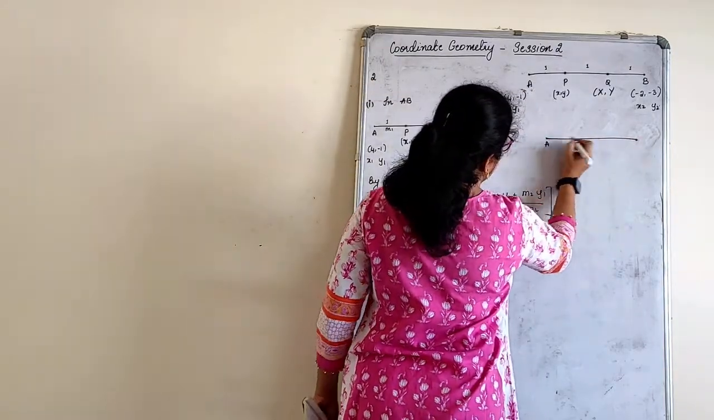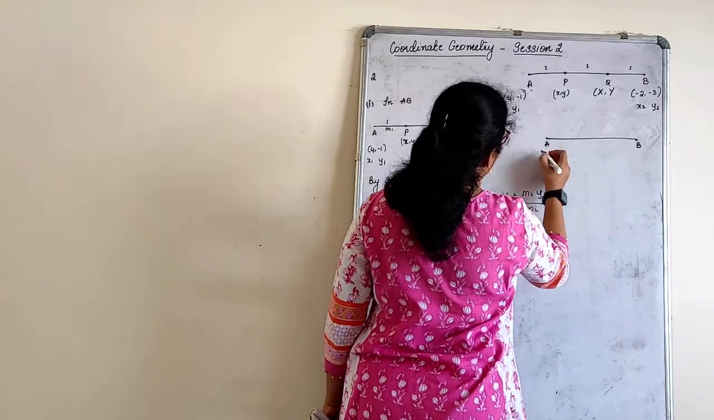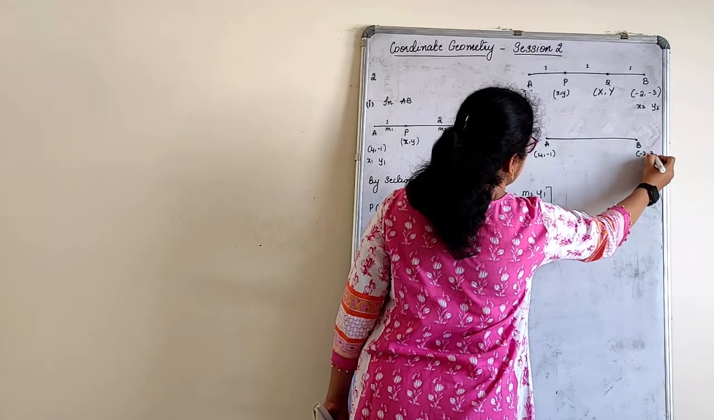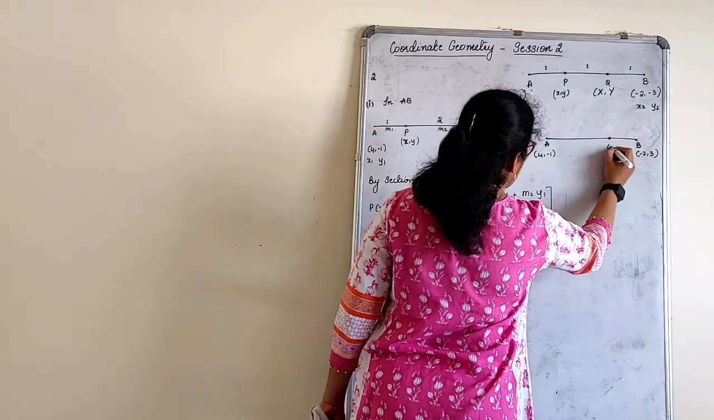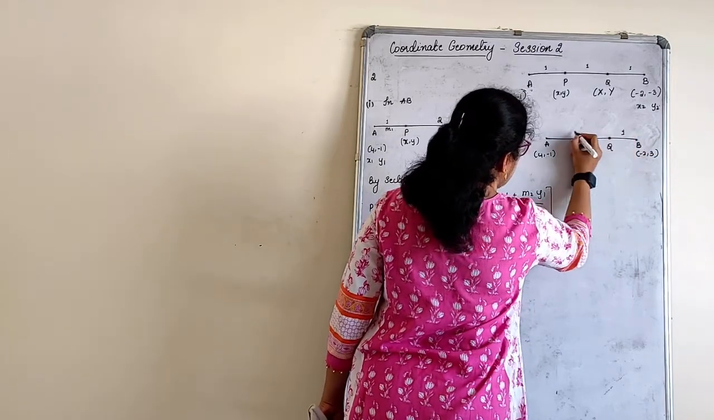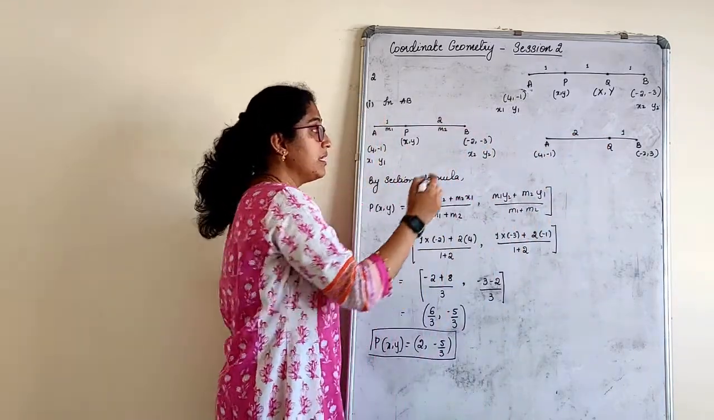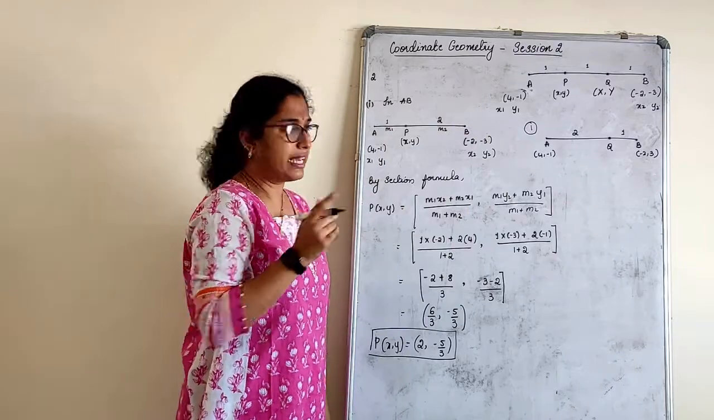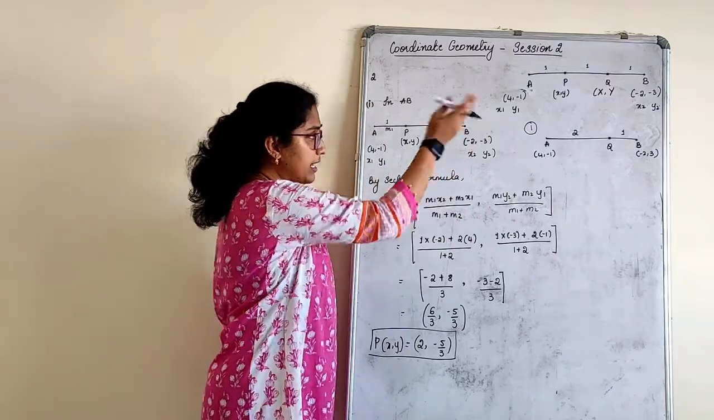What will I do to find the Q coordinate now? Again I will choose AB, which is 4, -1 and -2, 3. I will choose now Q, which is in the ratio 2:1. This is one method of doing it. Section formula again. Apply the same thing as I had done there.